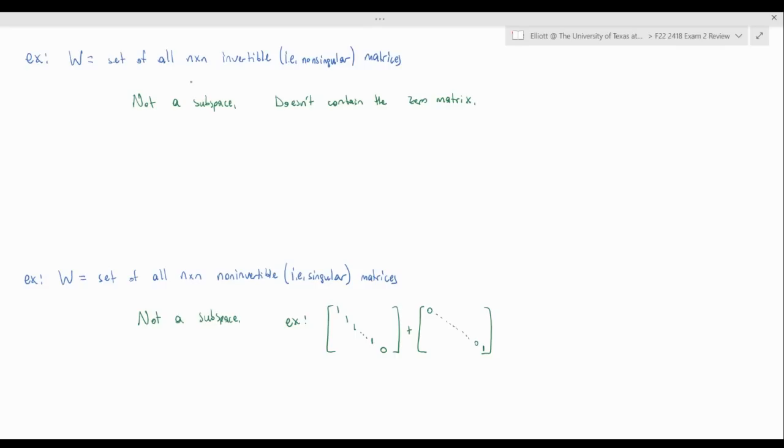So both of these matrices are not invertible. So both are singular, if you will. But their sum is the identity matrix, which is invertible. So when you add two singular matrices, the sum is not necessarily singular anymore. So it's not closed under addition. And so it would not be a subspace, okay?